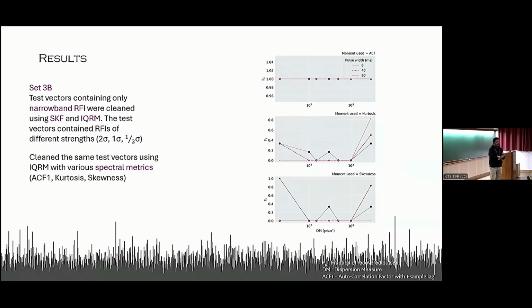with a single sample lag. That means you assume that two samples that have RFI are correlated in some sense, and noise is not. If you use kurtosis, we still miss some of them, and with skewness, we also miss some. So the conclusion was, if the RFI is really faint, if the strength of the RFI is really low, skewness and kurtosis are not the best metrics to use, because they don't produce much variability in the baseband that tries to flag the RFI. So yeah, choosing the best spectral metric makes a huge difference.